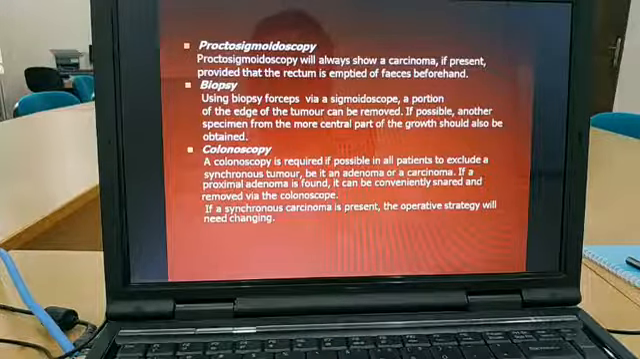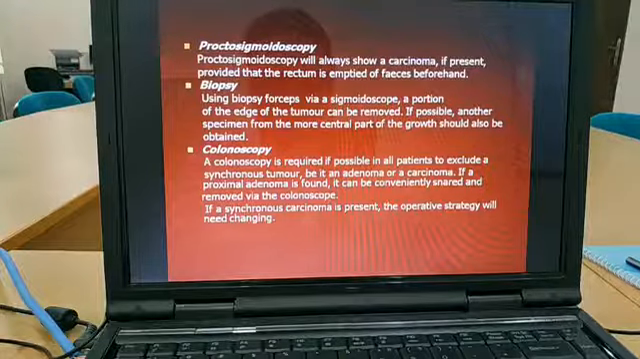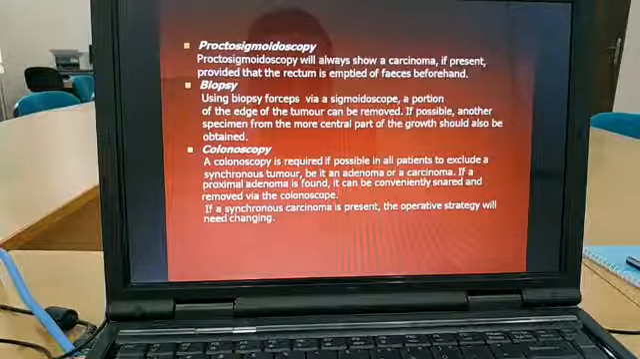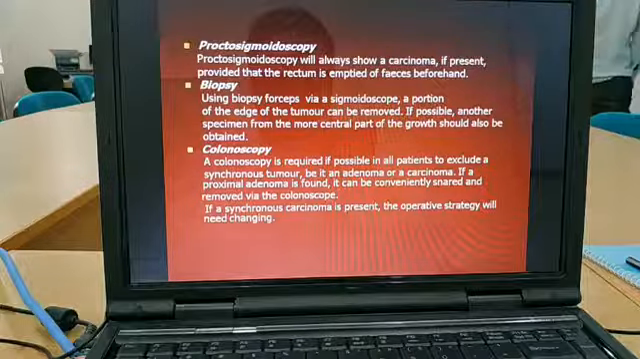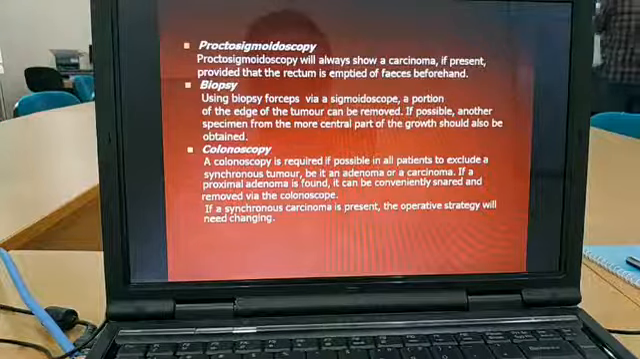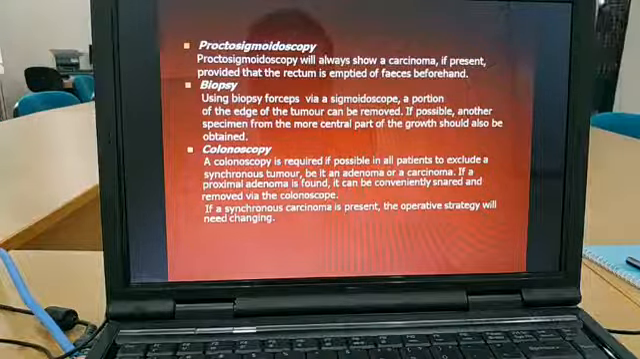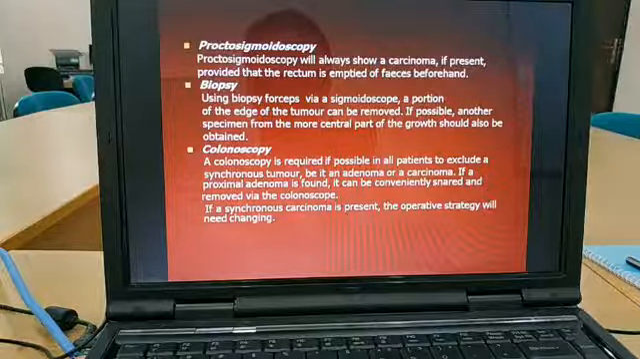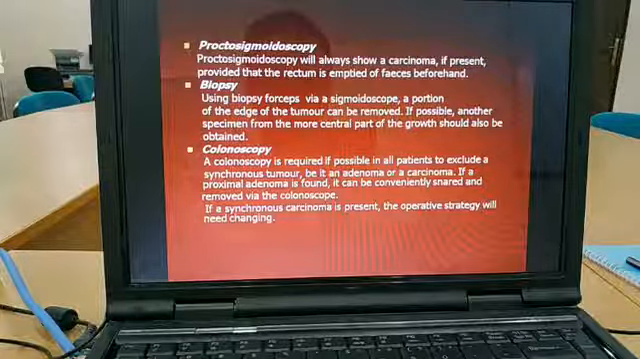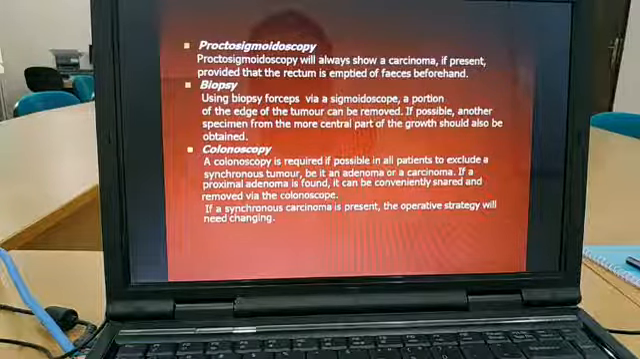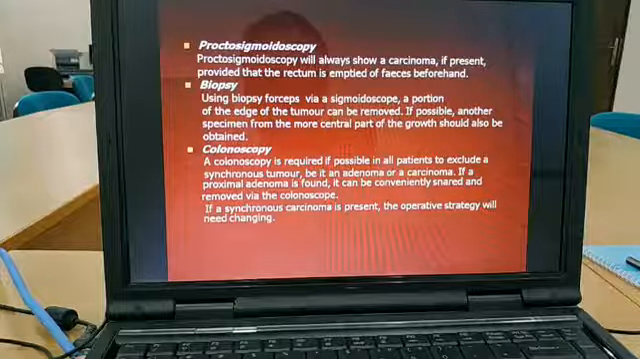So colonoscopy is both diagnostic and sometimes therapeutic as well. Say for example, the patient is having a carcinoma rectum, and you found an adenoma type lesion in the colon. During colonoscopy, you can excise that proximal adenoma. So if a synchronous carcinoma is present, the operative strategy will need changing. That is the most important thing.